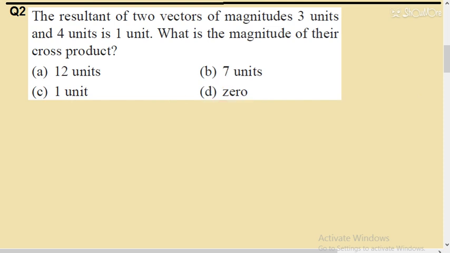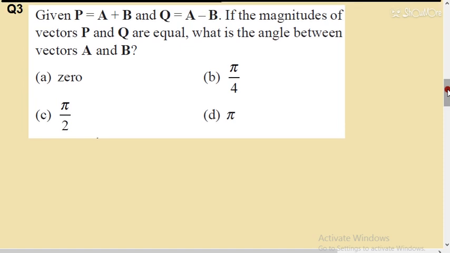So now we are moving to question number 3. Now see question number 3. In this question, he is saying that P is equal to A plus B and Q is equal to A minus B. If the magnitudes of P and Q are equal, what is the angle between vectors A and B?